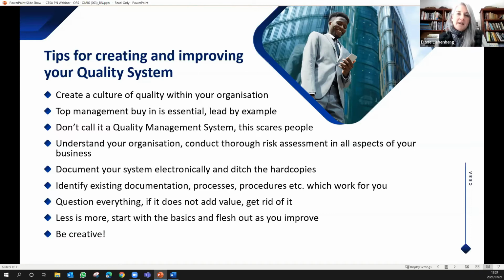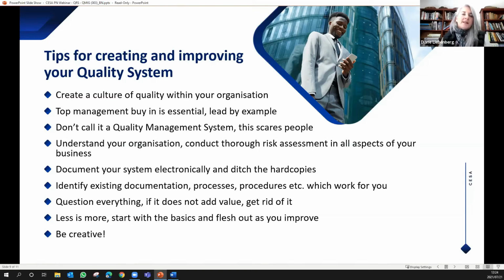Top management buy-in is essential. Lead by example. Okay, I think I've hammered this point enough, but get top management support when creating or improving your quality system. And you must have that culture of quality within your organization.